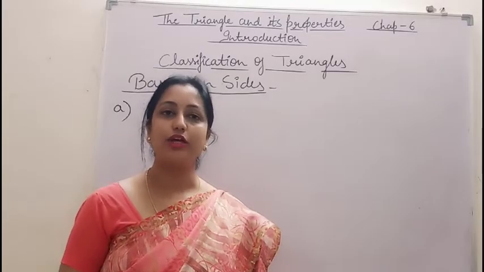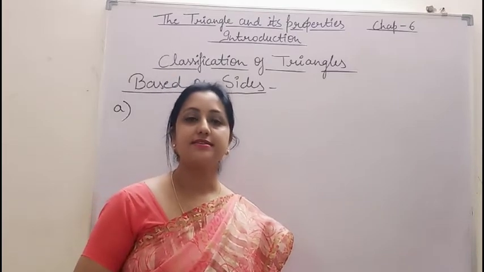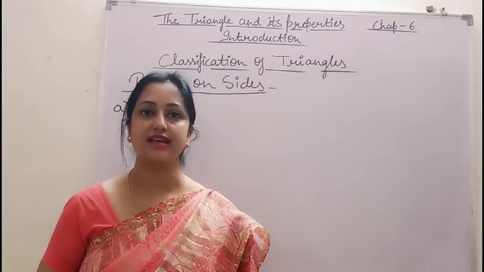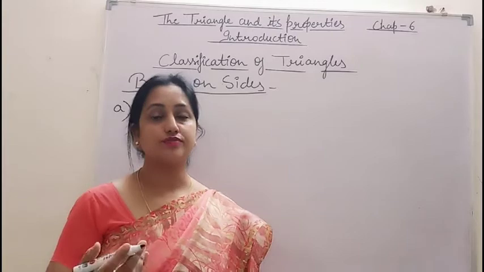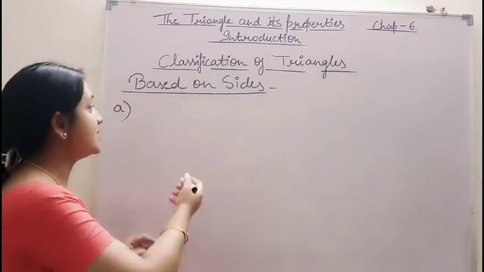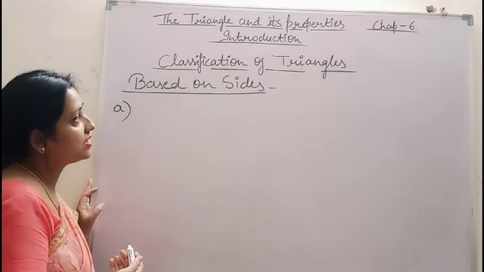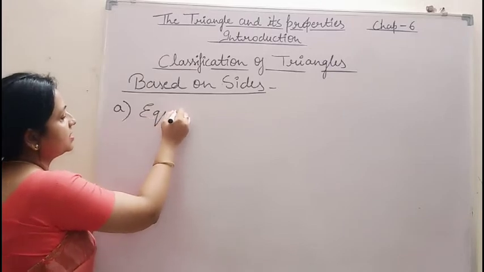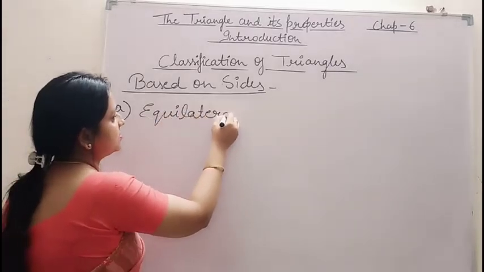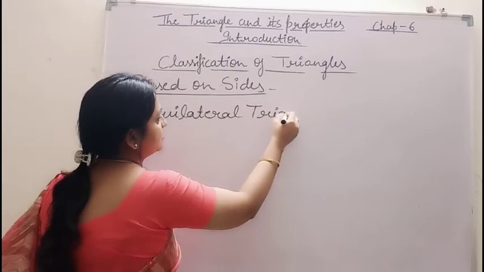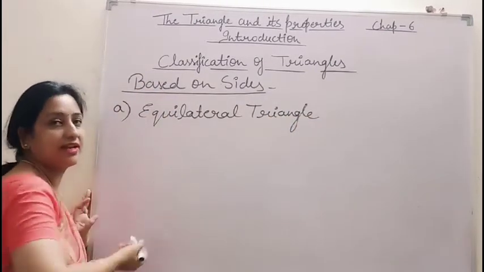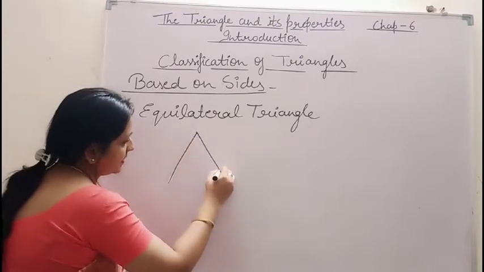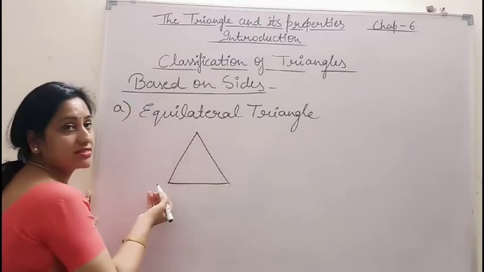Let's move forward and talk more about triangles. Next is the classification of triangles. We can classify triangles on the basis of their sides and on the basis of their angles. Firstly, on the basis of their sides. The first one is the equilateral triangle. As you see, the name says equal, so it means all its sides are equal. In an equilateral triangle, all sides are equal.